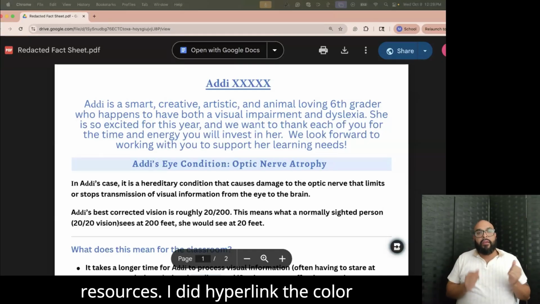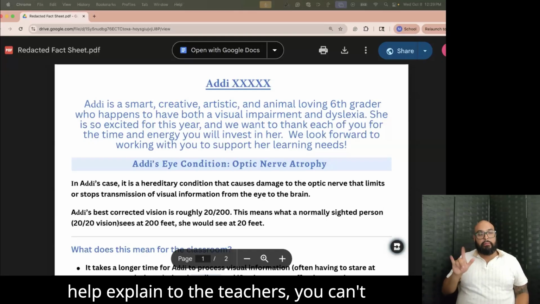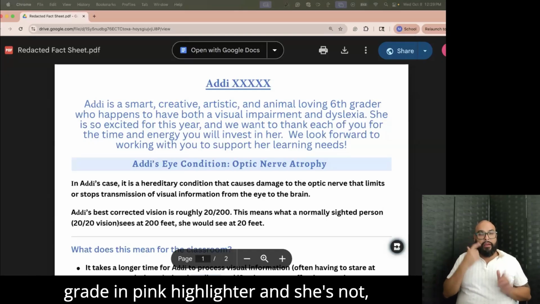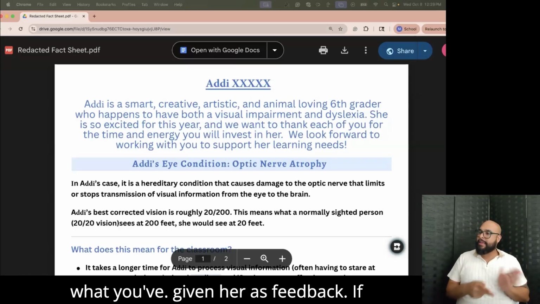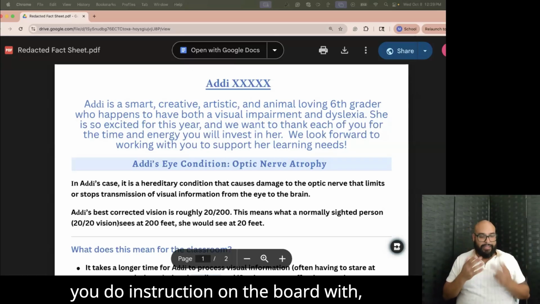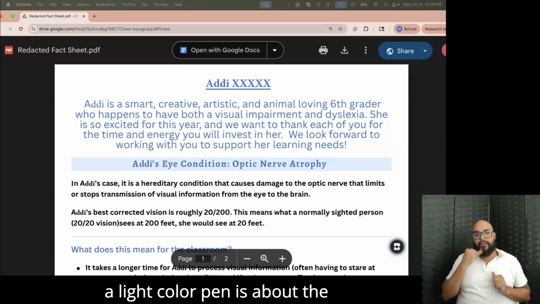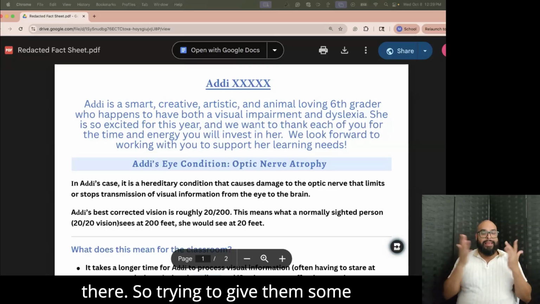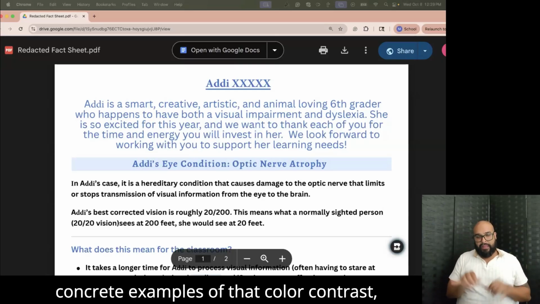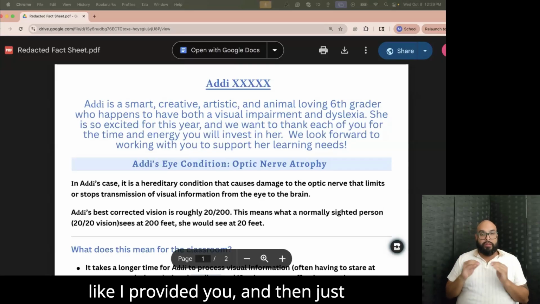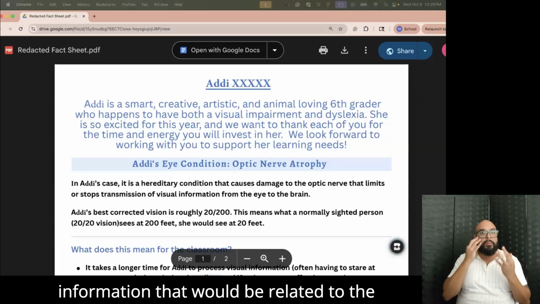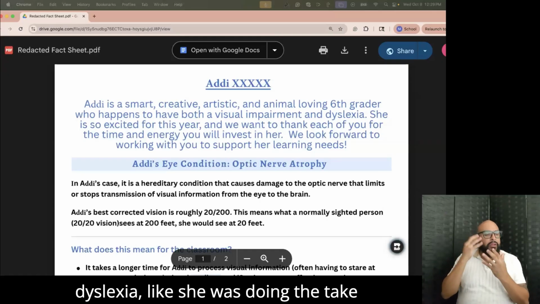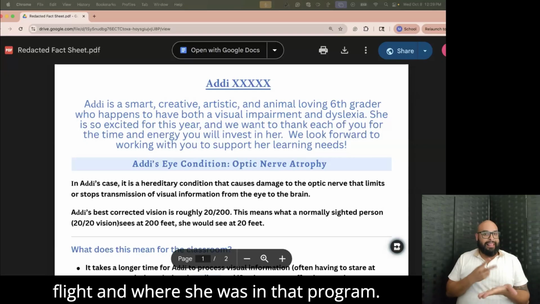I did hyperlink the color contrast document I just showed you to help explain to the teachers. You can't grade in pink highlighter, and she's not going to be able to know what you've given her as feedback. If you do instruction on the board with a light color pen, it is about the same as not having written anything up there. So I'm trying to give them some concrete examples of that color contrast like I provided you, and then just contact information and information related to the dyslexia, like she was doing the Take Flight and where she was in that program.